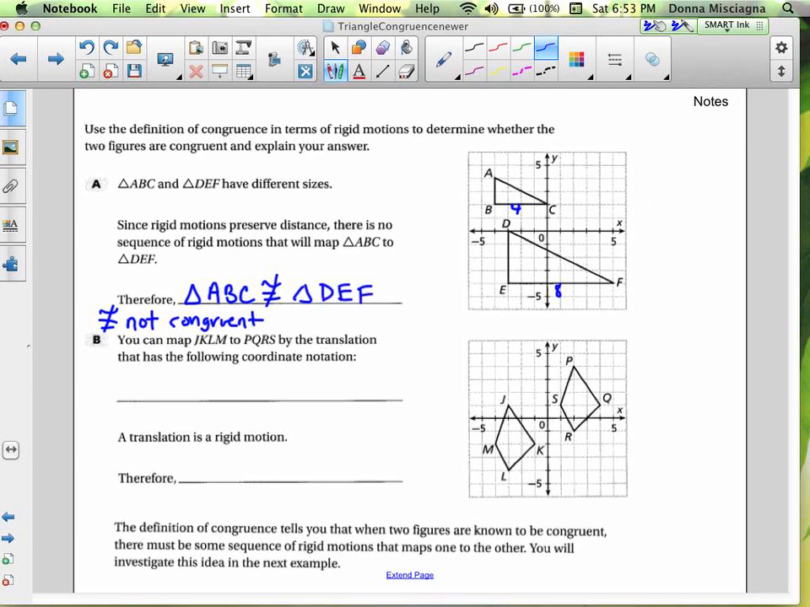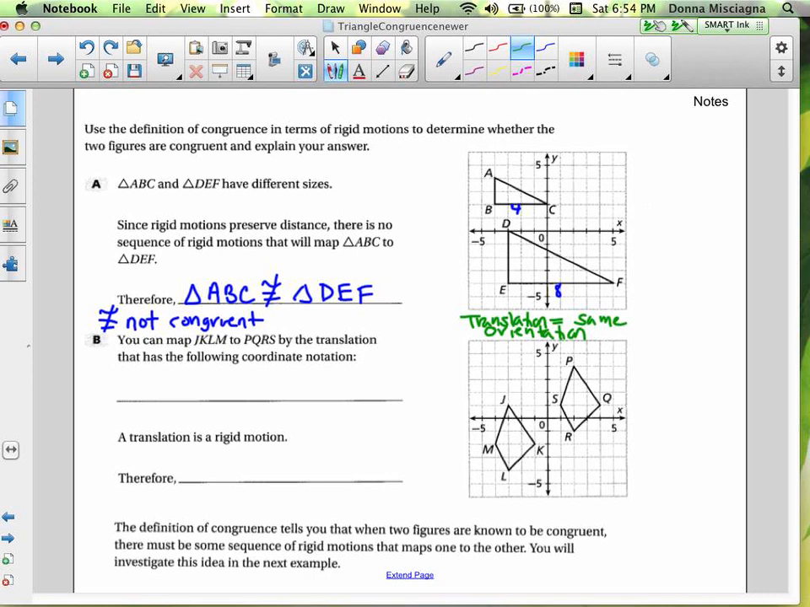All right, so let's try the second one, since those weren't even congruent. You can map figure JKLM to PQRS by the translation that has the following coordinate notation. Now, how would we know it's a translation? Has to be a translation because they have the same orientation, right? The two figures have the same orientation, they're facing the same direction, has to be a translation. So let's find the translation.